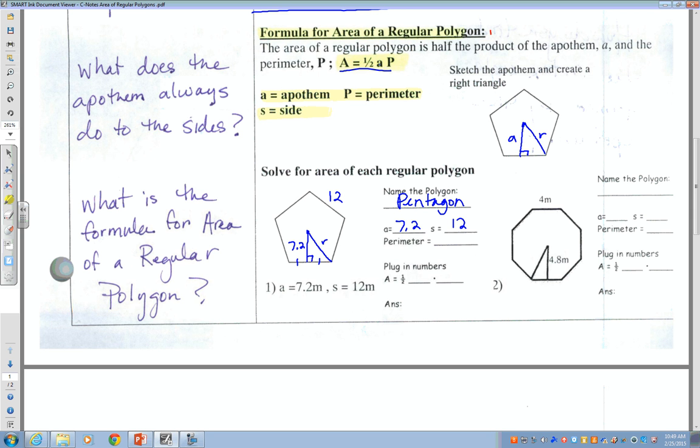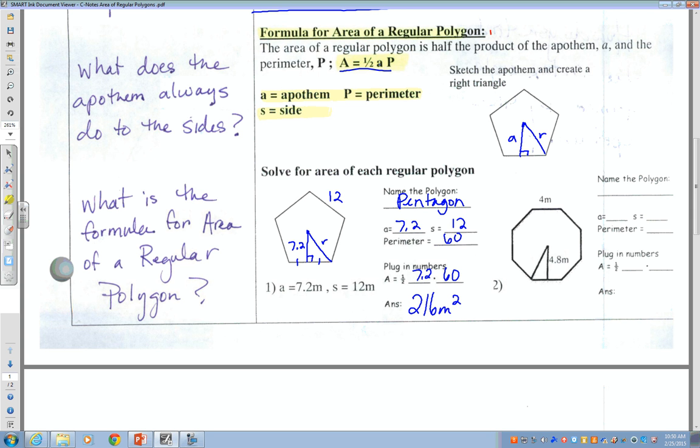Now we need the perimeter for the formula. So what is the perimeter? Yeah, 60. Okay, just the 12 times the 5. So now we're just going to plug it into the formula: 1/2 times the 7.2 times the 60 to get our area. Go ahead and calculate that. You should have a whole number answer. 216, yes, meters squared. Remember, you have to take half of the apothem times the perimeter.